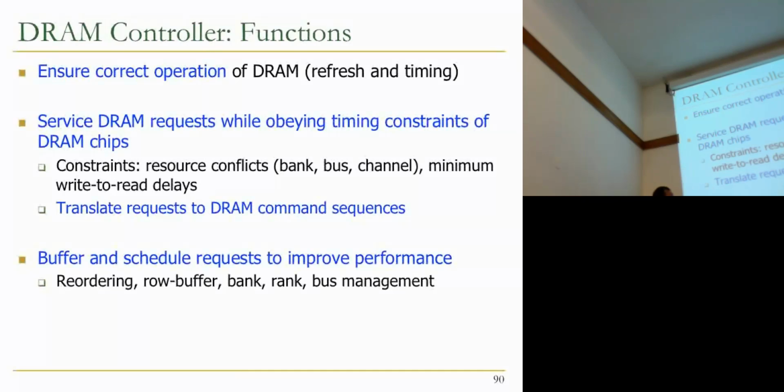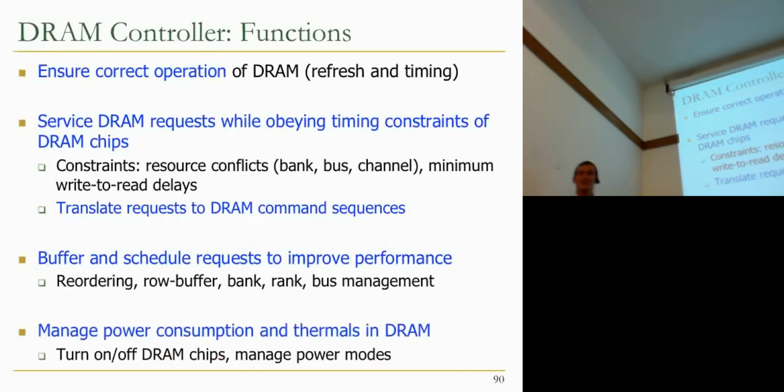Third, it needs to buffer and schedule requests to improve performance. It needs to do reordering of requests to maximize performance. It needs to manage these row buffers that we discussed. It needs to manage the policies. How long do I keep a row buffer open? Right? It needs to manage the bank, rank, and the bus.